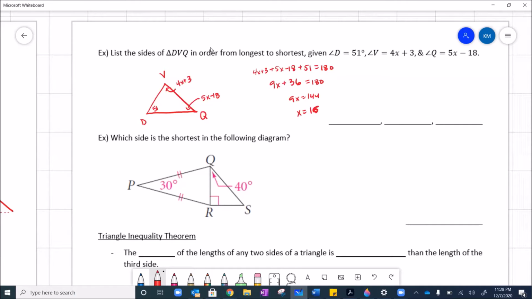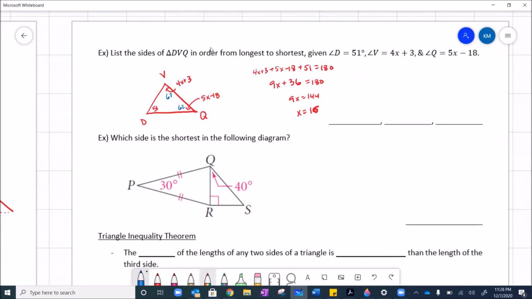They're asking us what the longest to shorter sides are. So we plug that in to see what it is. 16 times 5 is 80, minus 18 gives us 62. So I find out that this angle is 62 degrees here. This angle is going to be 64 plus 3, 67.